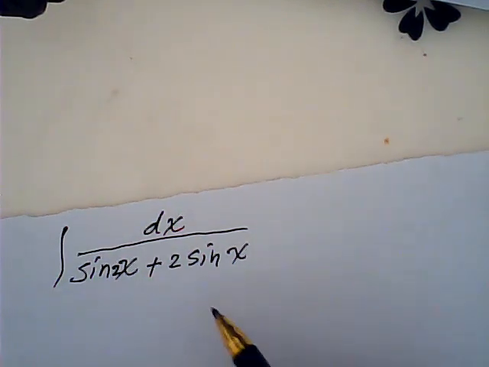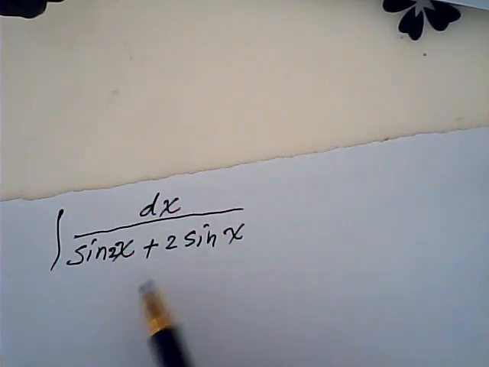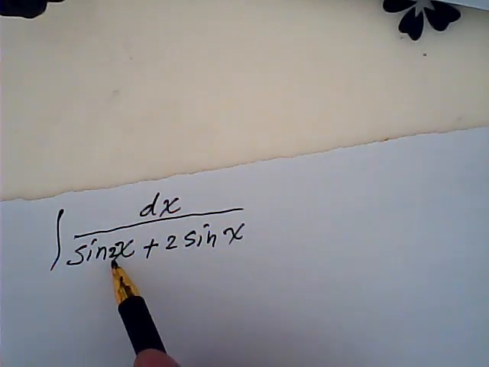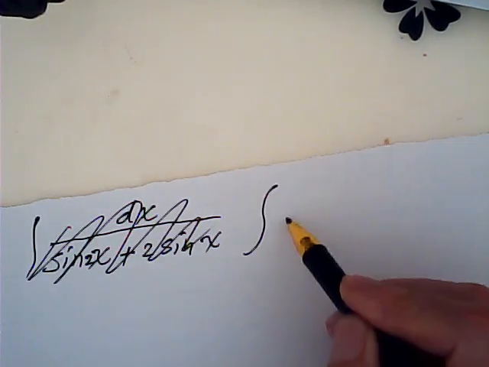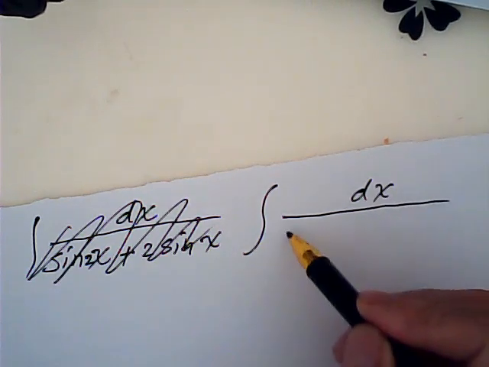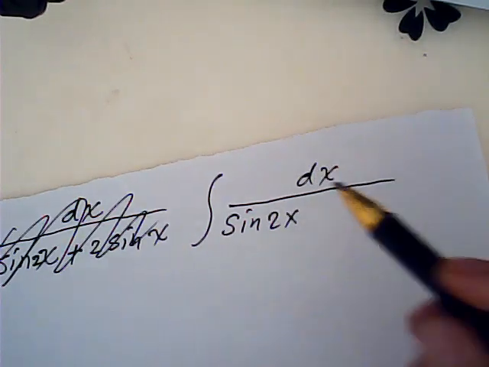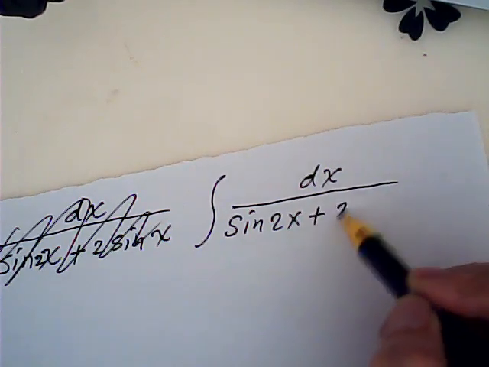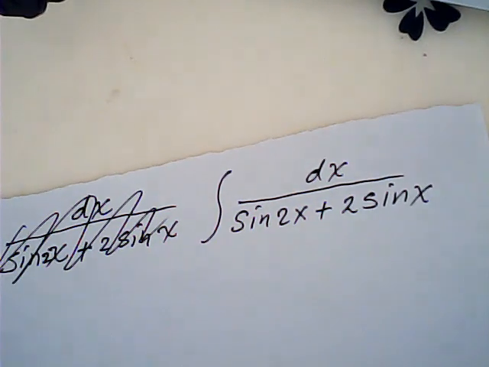Now let me do this integral by three methods. This one is definitely not an easy one. Let me rewrite it again. Right, better one. This is dx over sine 2x plus 2 sine x. Yeah, it looks better.